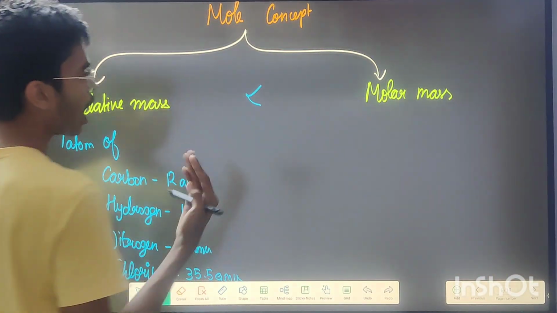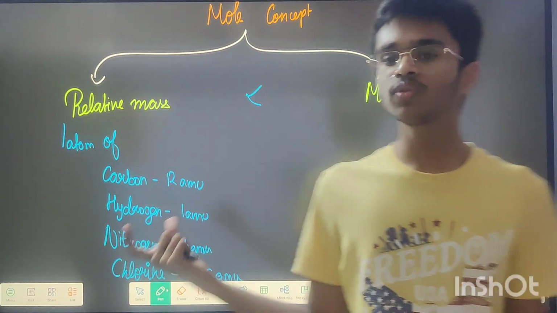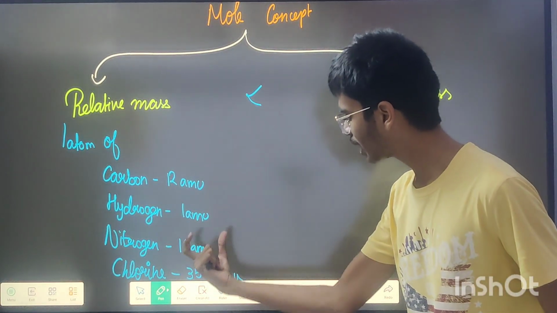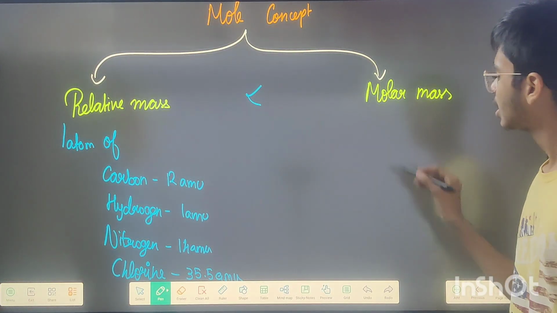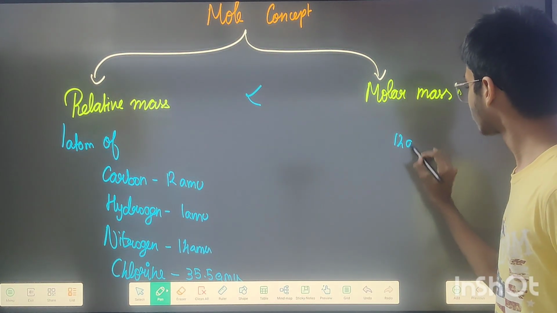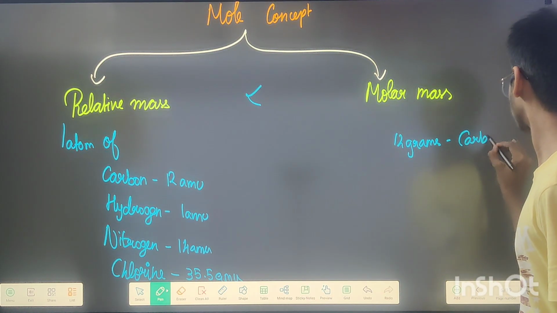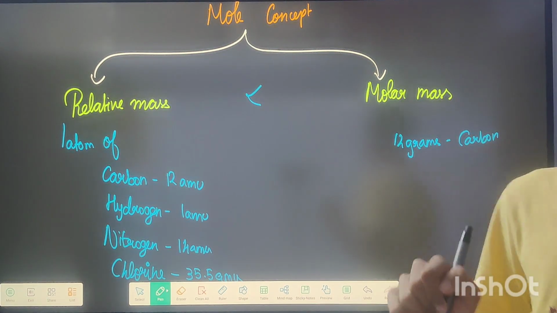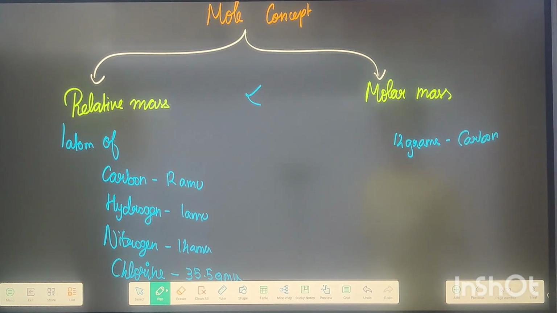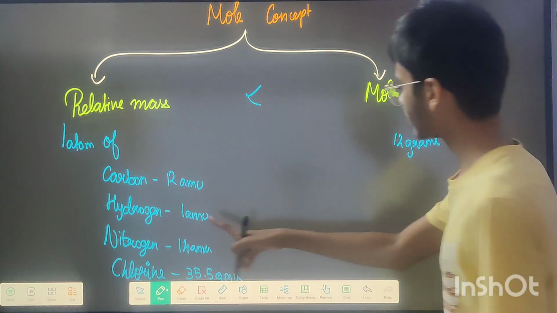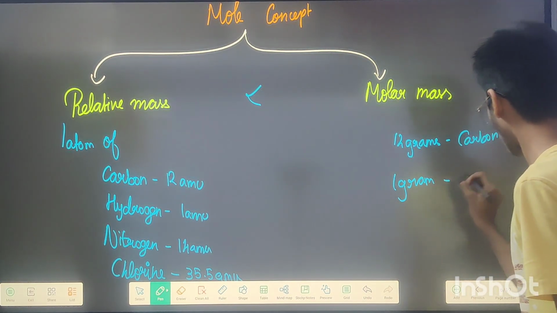So how will you use molar mass? Very simple. What people have done is, instead of 12 AMU or 1 AMU or 14 AMU or 35.5 AMU, they have taken 12 grams of carbon. Then also instead of 1 AMU, they have taken 1 gram of hydrogen.